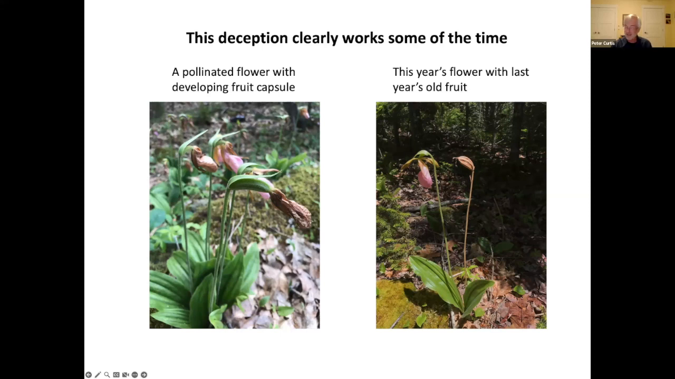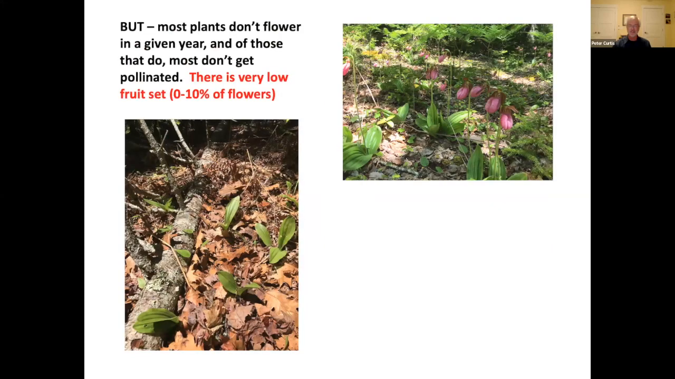But it doesn't happen very often. In the case of this orchid, and this is true for other orchids as well, most plants don't flower in any given year. So if you get good at recognizing lady slipper orchids that aren't flowering, you'll notice that they're much more common than the flowering individuals. So this is a picture of a whole bunch of non-flowering orchids. They're little strap-like leaves.